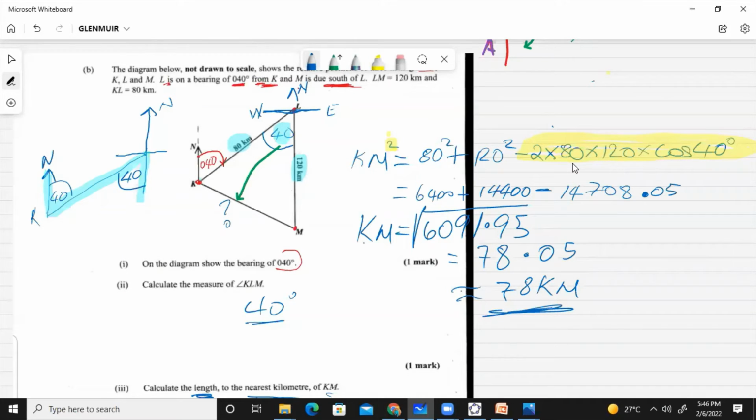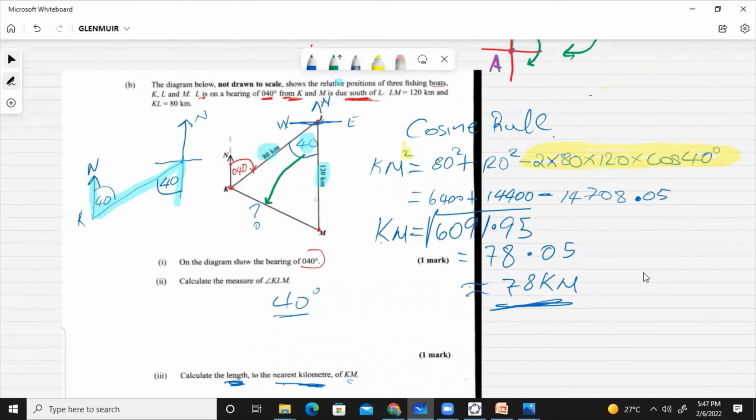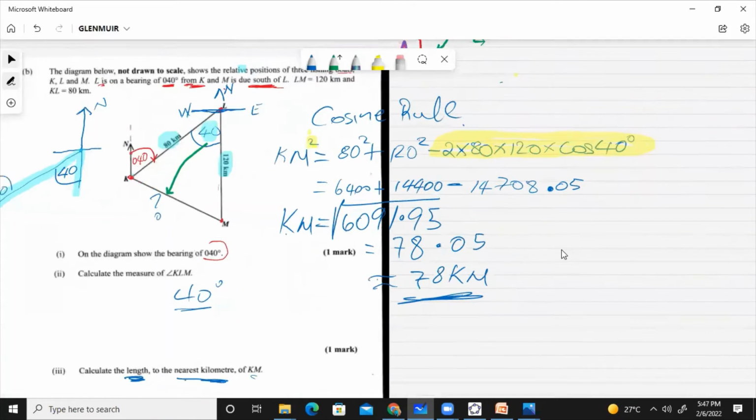I want somebody to just double check. Are you fine with the working out? So we use the cosine rule right here. And guys, if you notice, the cosine rule is just a nice flow. You don't have to swot it because it's given to you. All of the trigonometry formulas are given to you by CXC. So you don't have to stress, it's there.